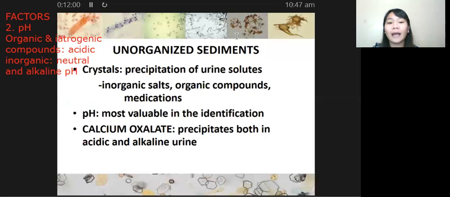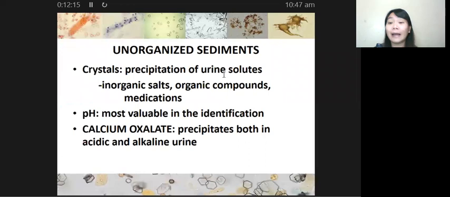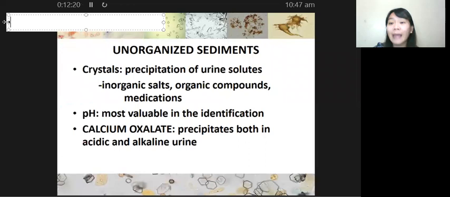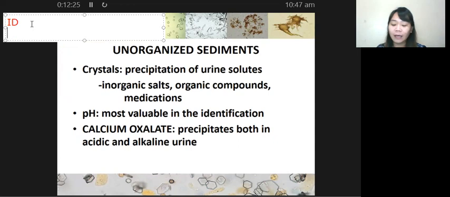Yes, punta naman po tayo sa, so na-explain ko na tong una. So crystals, precipitation of your urine solutes. So they may be in the form of your inorganic salts, your organic compounds, or your medications, otherwise referred to as your iatrogenic compounds. Okay? So when it comes to the identification, paano natin ina-identify yung ating mga crystals? So the most valuable parameter, or characteristic that we have to consider is the pH.